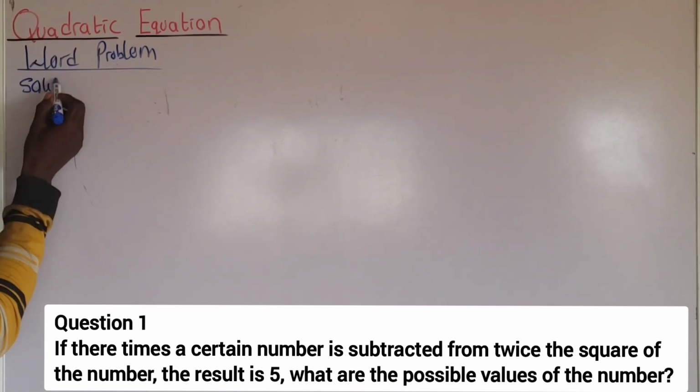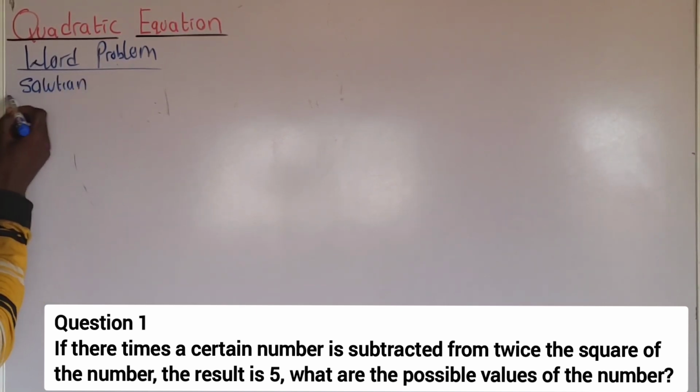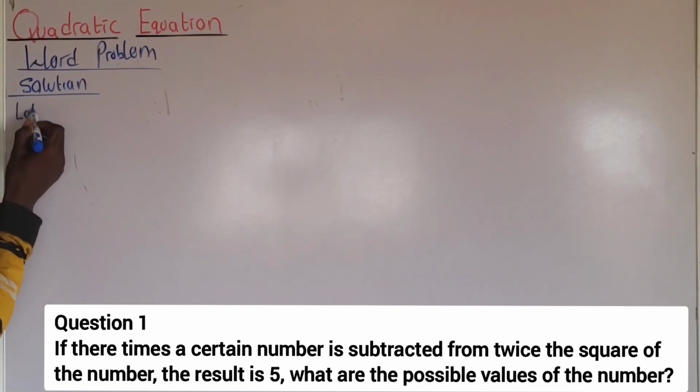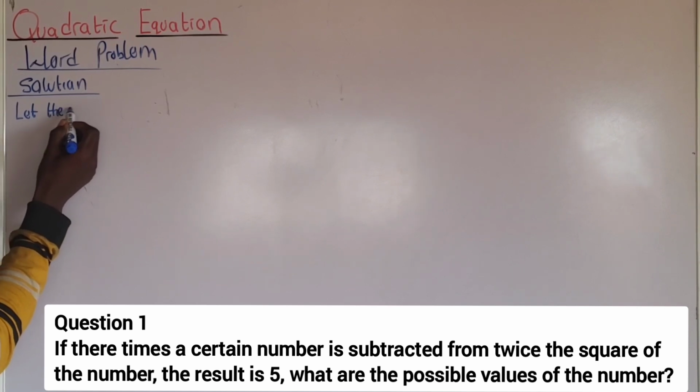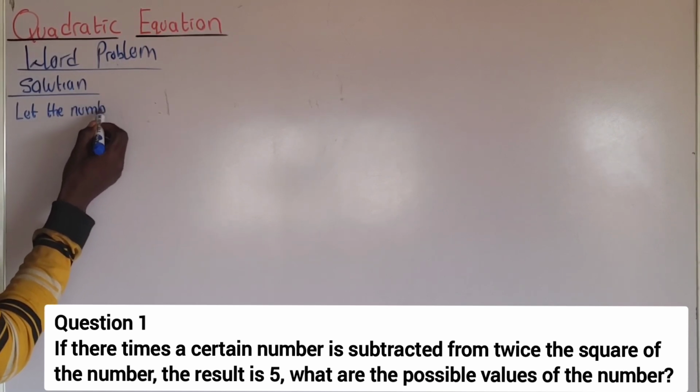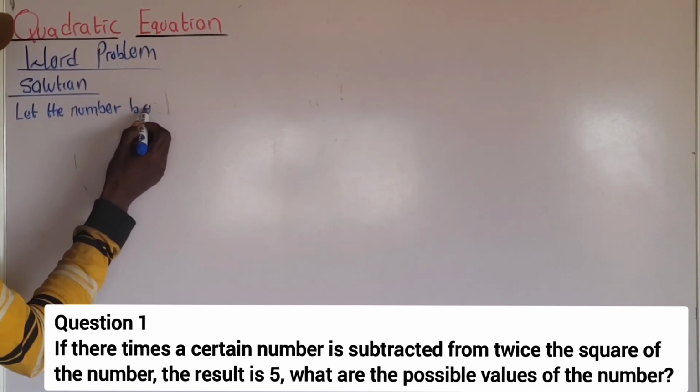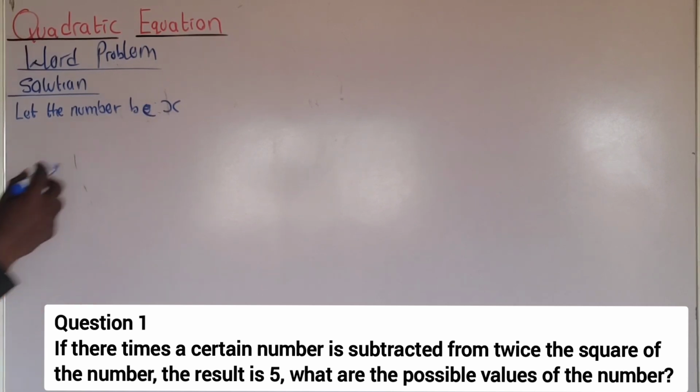Solution. Let the number be x. Okay, now I'm interpreting the question. You know that we are given the question as a word problem. The first step in solving that question is that we have to make an equation out of the word problem that we are given. You understand? So that's what I'm trying to do now. Now go back to the question.